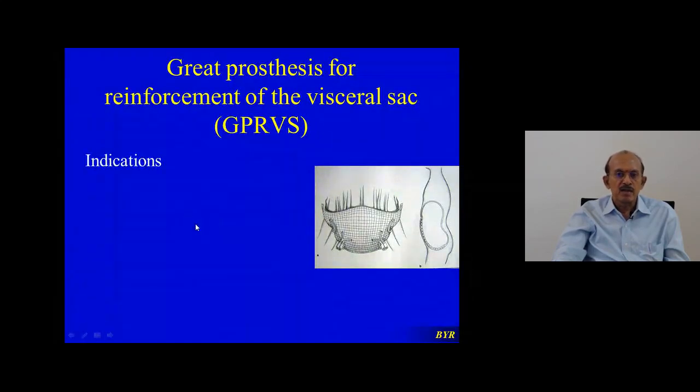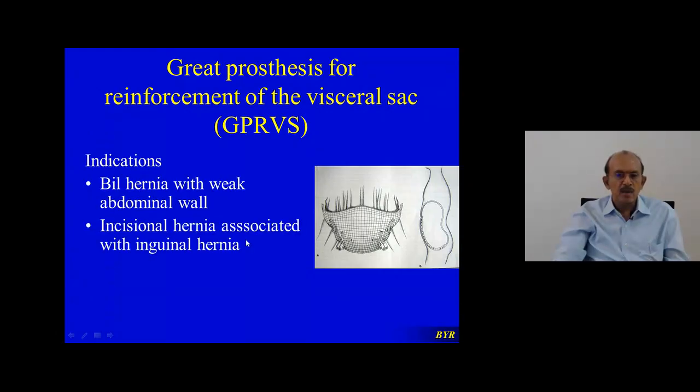Great process for reinforcement of visceral sac. For bilateral hernia with weak abdominal wall, or incisional hernia associated with inguinal hernia, you can place a very large mesh in the pre-peritoneal space.